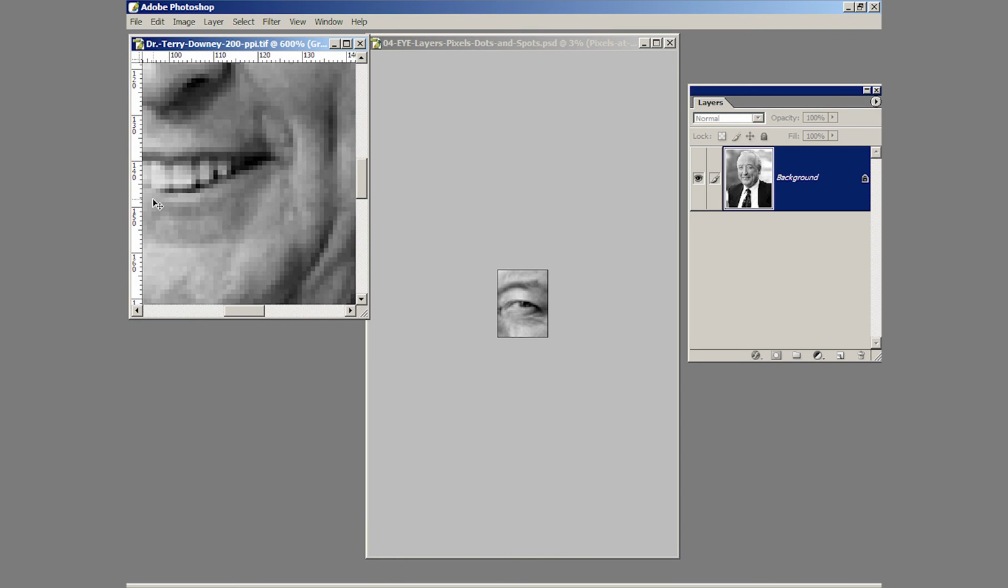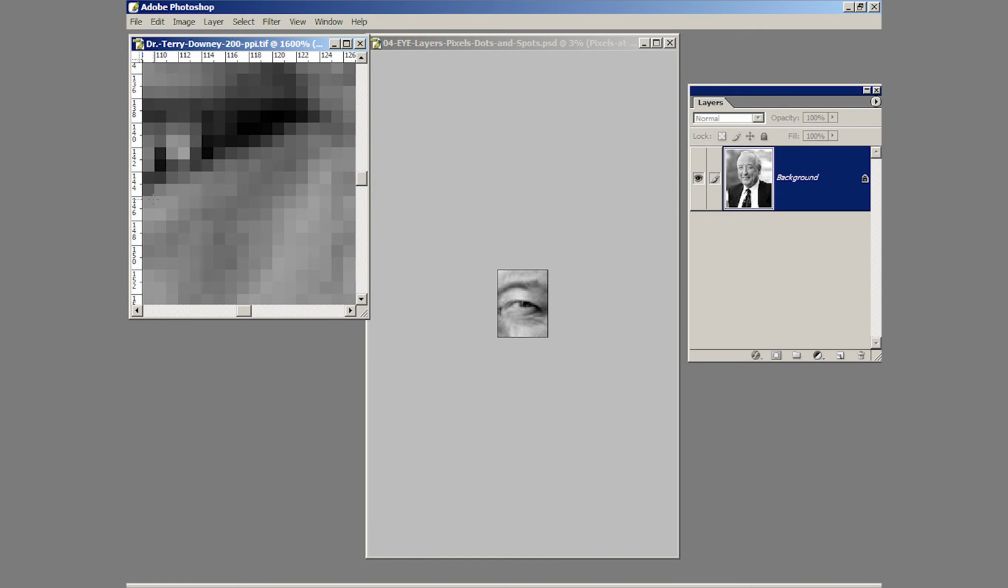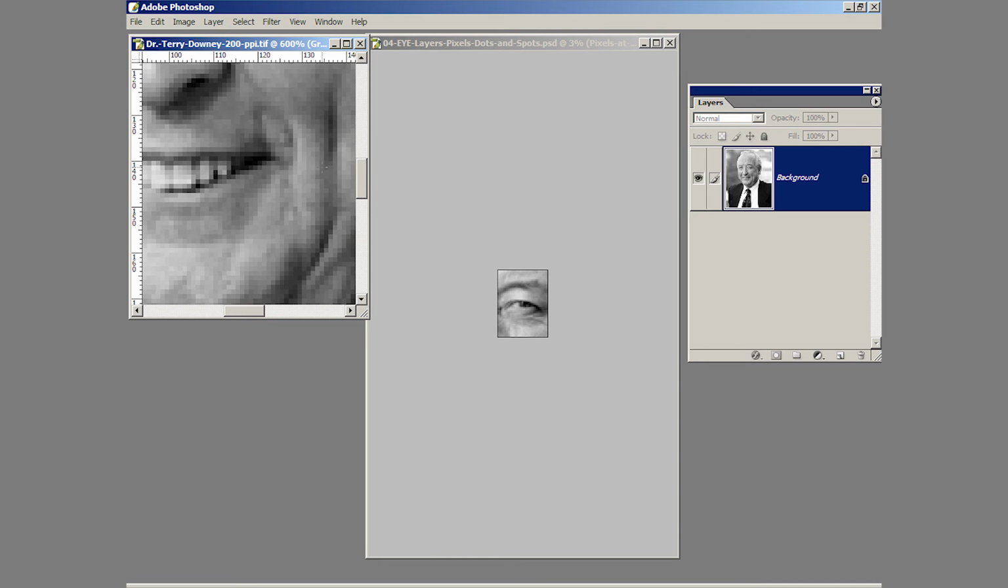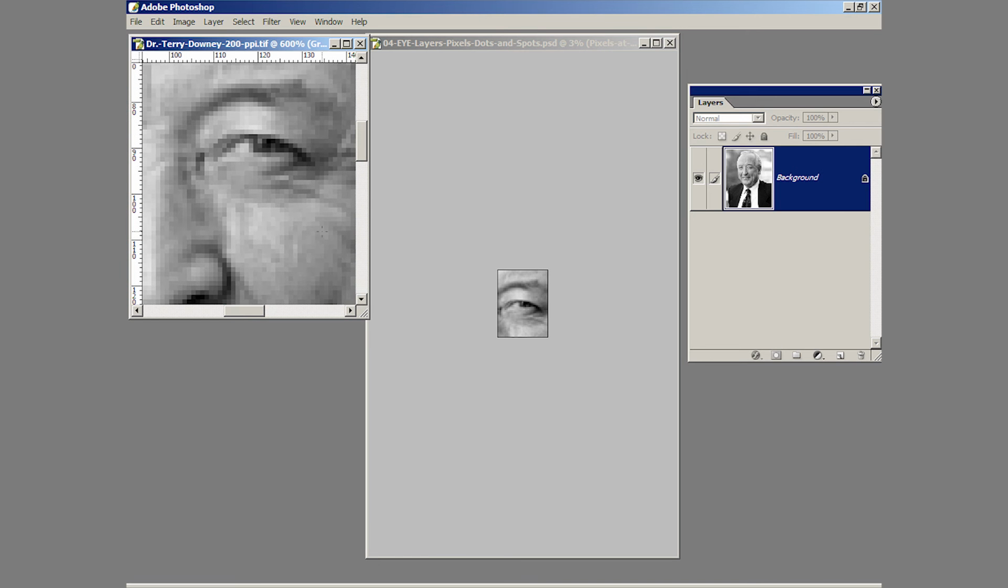When I zoom up to the maximum magnification, 1600%, we see every pixel that makes up this image. I'll zoom out to 600%. We can still see the pixels very easily. There are many different gray tones. Remember, a grayscale file can contain up to 256 shades of gray.